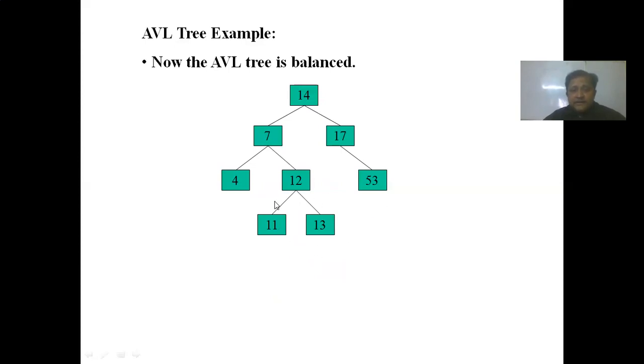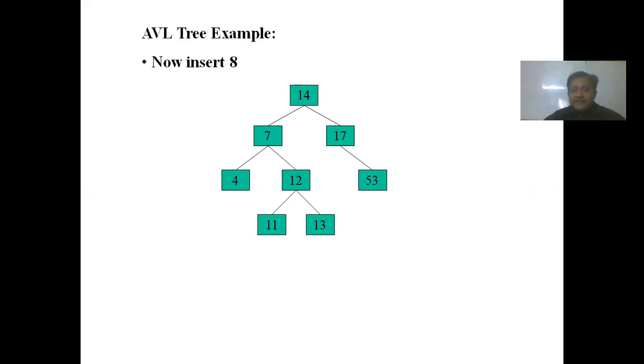Now here, is it balanced? Now see, this is balanced, this is also balanced, this is also balanced, this is also balanced. For 14, we have 3 as the height of the left subtree, 2 as the height of the right subtree, 3 minus 2 is 1, satisfying the criteria smoothly. So 14 is also balanced, 17 is balanced, 53 is also balanced. So it's balanced. Now insert 8.